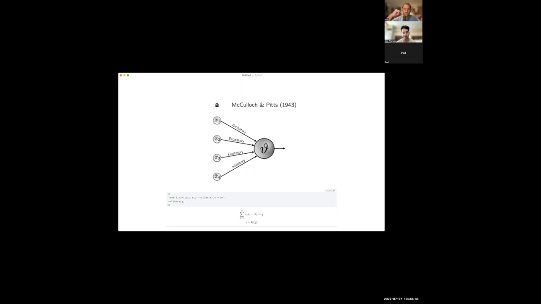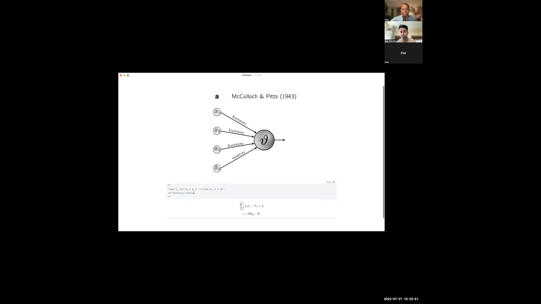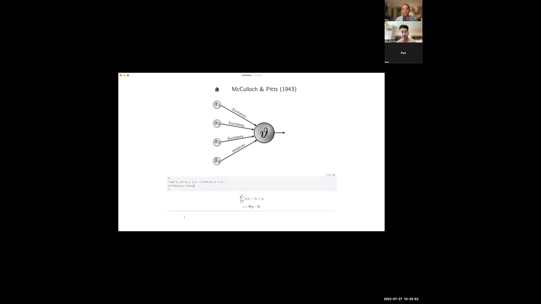So capital theta is the Heaviside function. It would be something like theta of y minus b, or y minus theta, where sometimes theta is the word for the threshold. And that threshold determines how much input you need for this thing to fire.